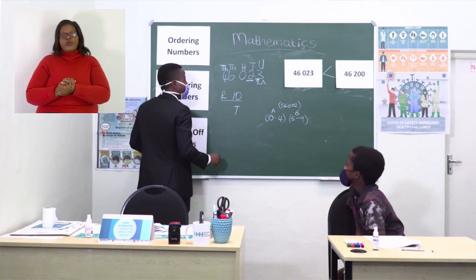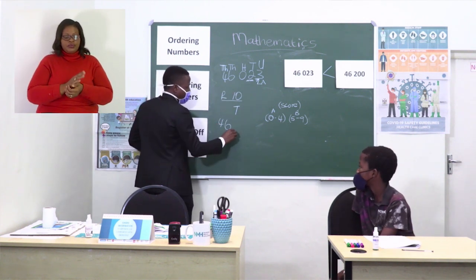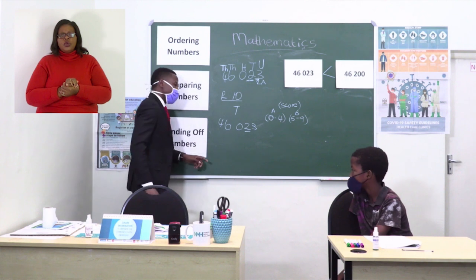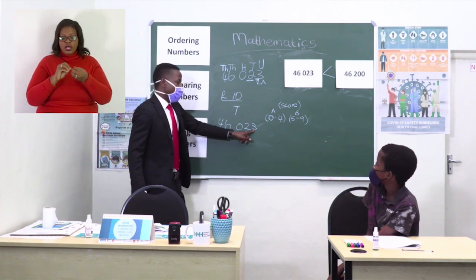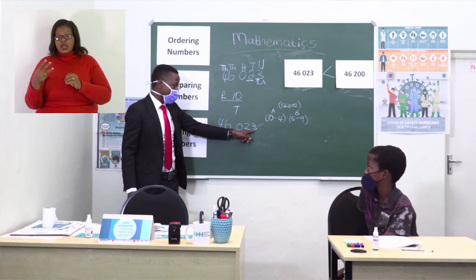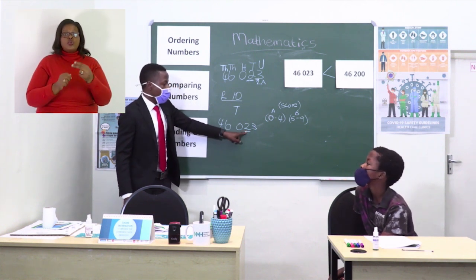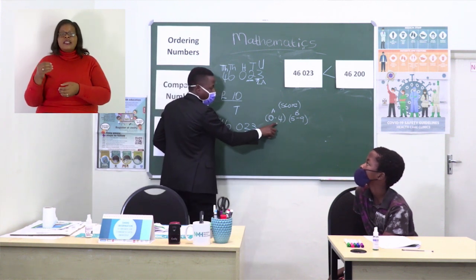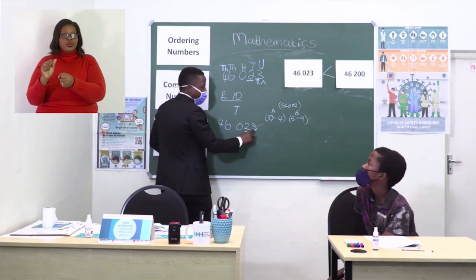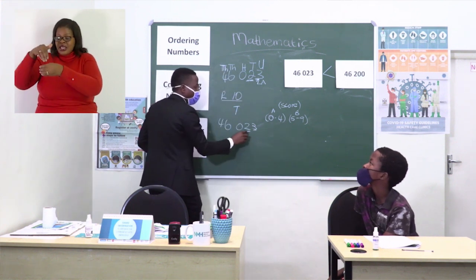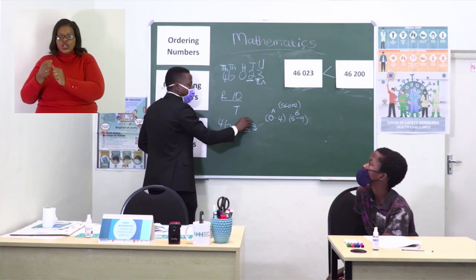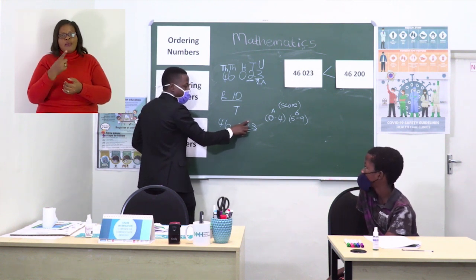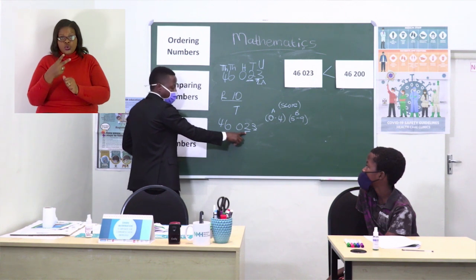Now let's go back to the number. You have 46,023. We are rounding off 2. The number we need to look at is 3. We ask ourselves a question: can 3 change 2? Yes or no? If 3 falls under this category, it cannot change 2. If 3 falls in this category, it will change 2. By how? By adding 1 to 2. But if it cannot change 2, 2 will remain the same.